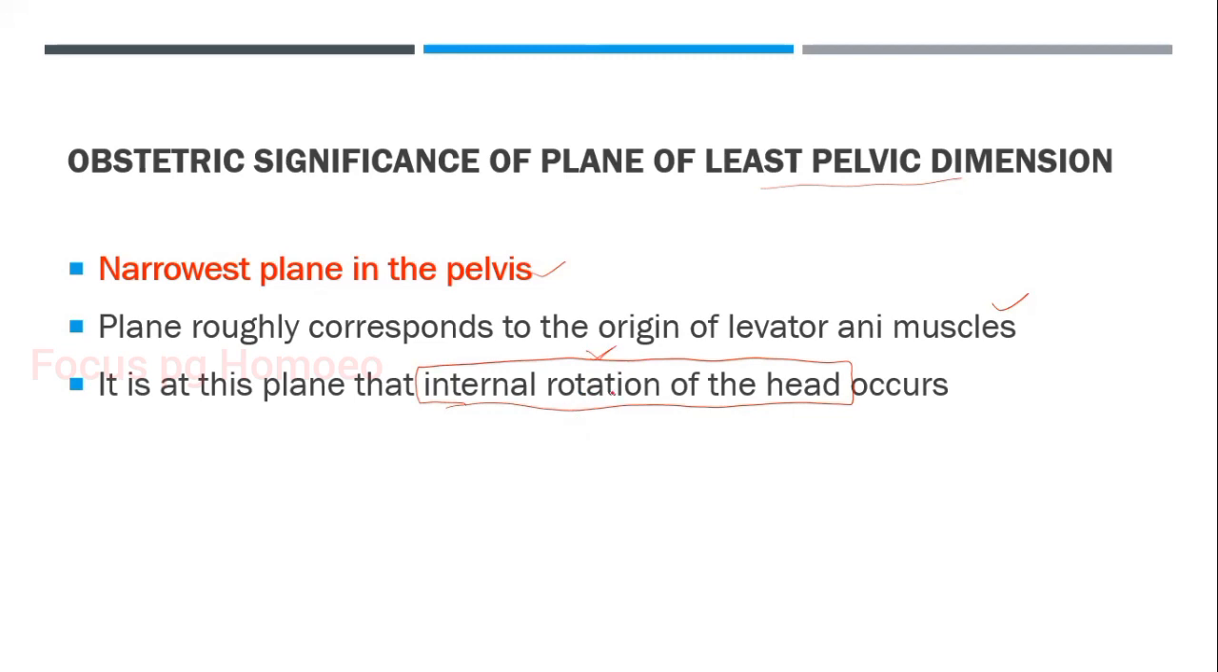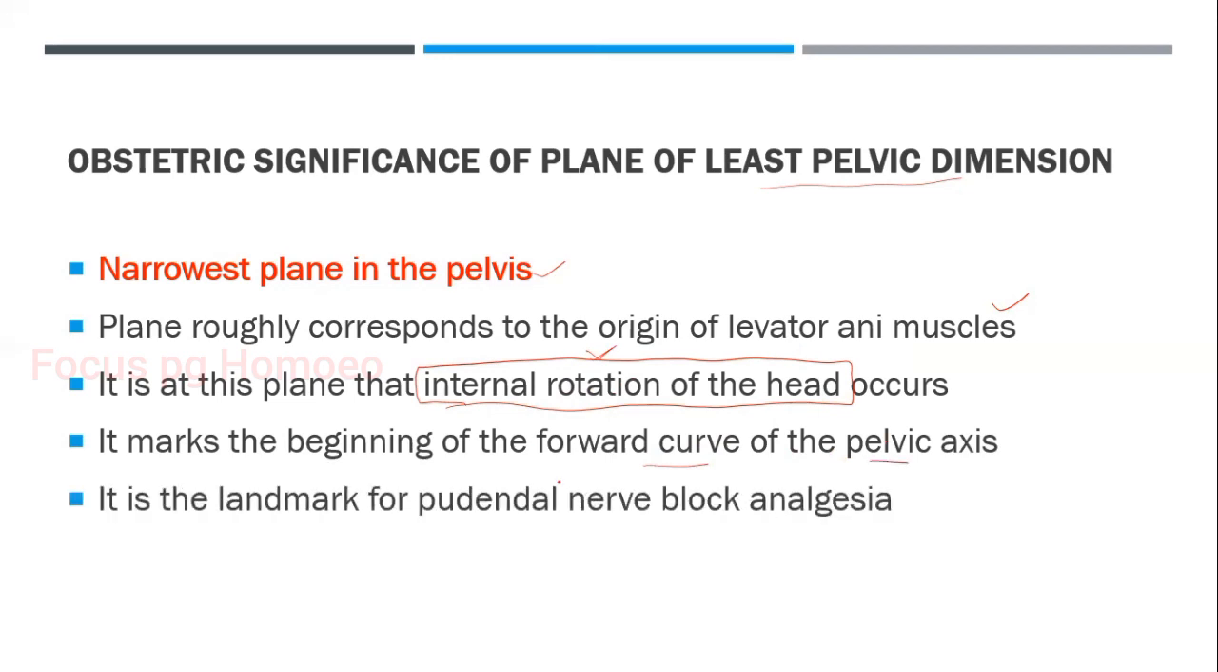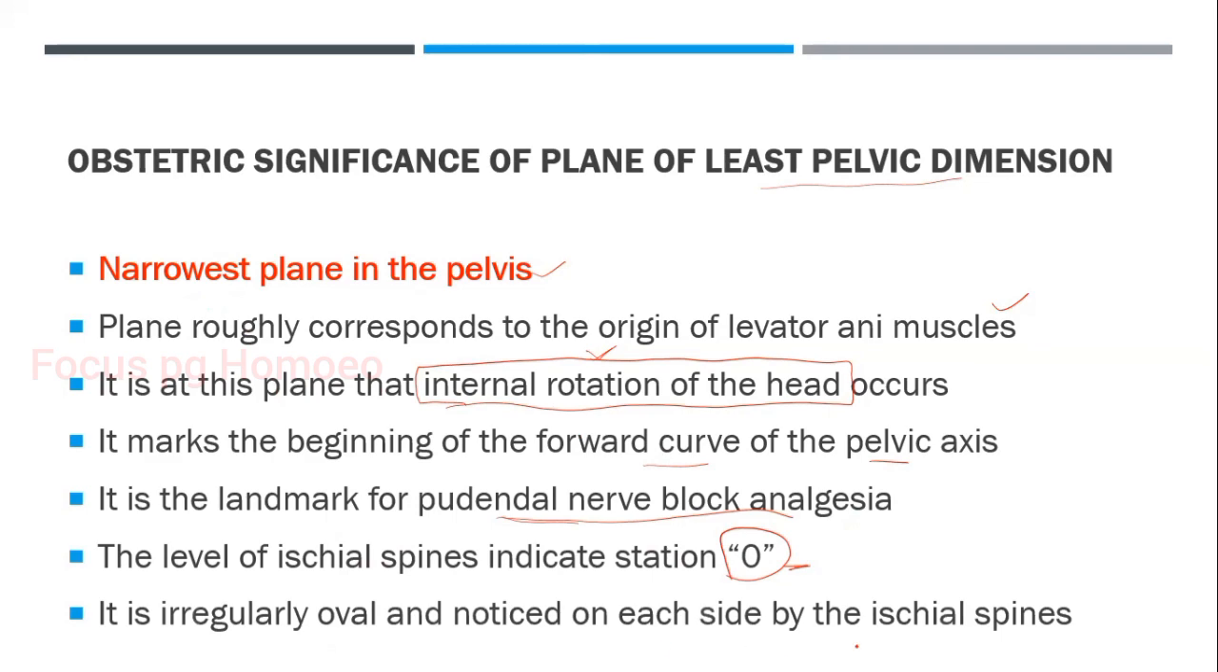And what aids this labor is the plane in the pelvis, and it marks the beginning of the forward curve of the pelvic axis, and it is the landmark for pudendal nerve block analgesia. So if at all analgesia should be given, this is the plane where it is given, and the level of ischial spines indicates station 0. We saw when the head is engaged, it is called station 0, and the engagement usually occurs with the narrowest plane in the pelvis, which is irregularly oval and bounded on each side by the ischial spine.